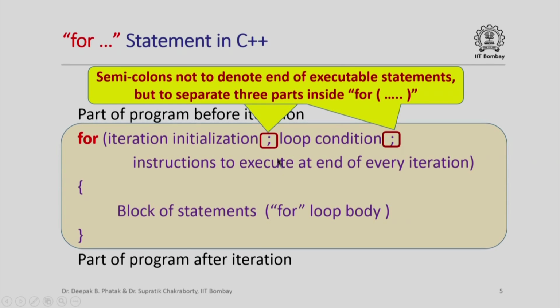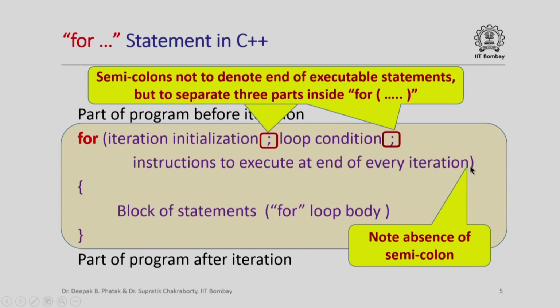Now note the use of semicolons here to separate the three parts of this for construct. The first part is the initialization, the second part is the loop condition, and the third part are instructions to execute at the end of every iteration. Here semicolons are not being used to denote the end of executable statements, unlike what you have seen earlier, but here semicolons are being used to separate the three parts of the for loop. Note also that we do not put a semicolon here because, as I said, the semicolons are just used to separate the three parts of the for loop.